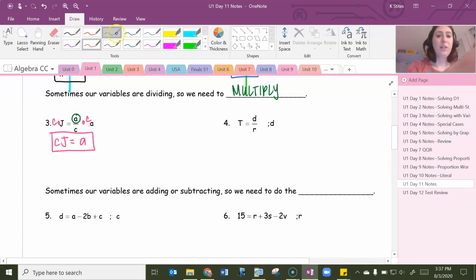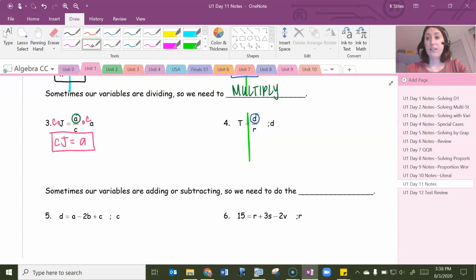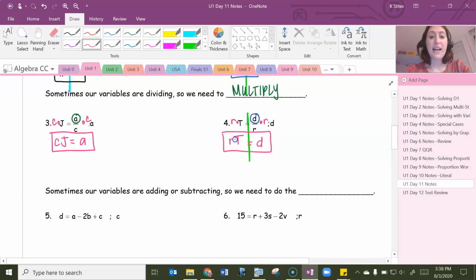Okay, let's try another one. We're solving for D. And what's on the same side as D? The R. And since the R is dividing, we will multiply by R on both sides. Okay, so you can call it RT or TR equals D. If you want to put the dot or parentheses, you can. I just do this.